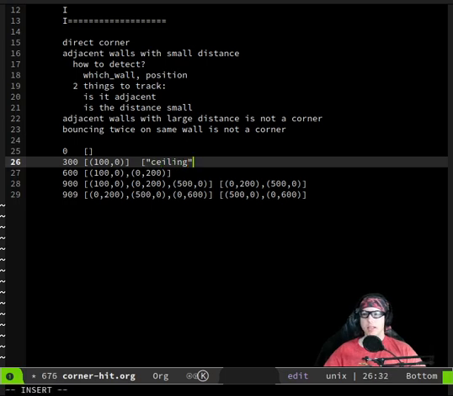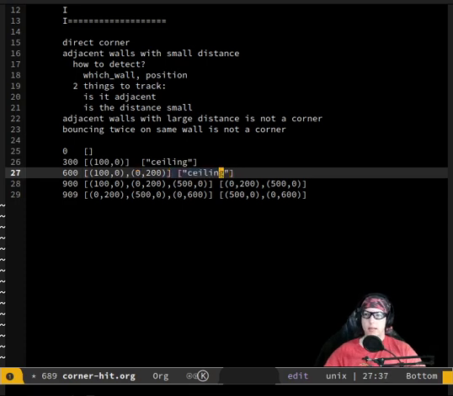And you might think, well, couldn't we just calculate which wall it was from this location? And the answer is no, because we don't know what direction it was traveling. I guess we could track what location and what direction, and then calculate which wall it was from that. But it might be at some location that's very near to two different walls, and depending on which way it was traveling, it would hit one of them or the other. Anyway, so ceiling, and then the next one. I think you get the idea.